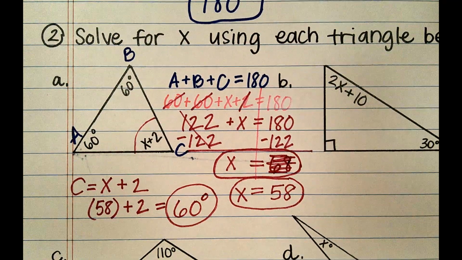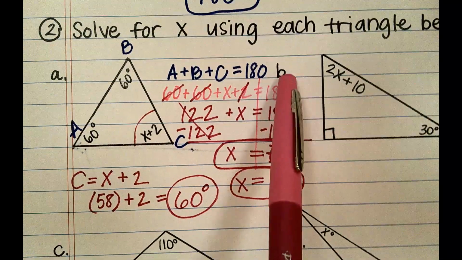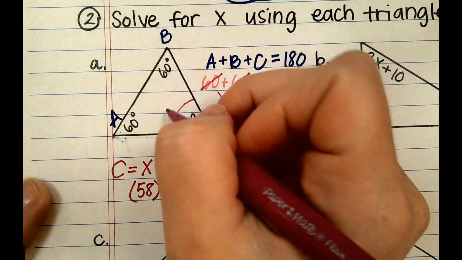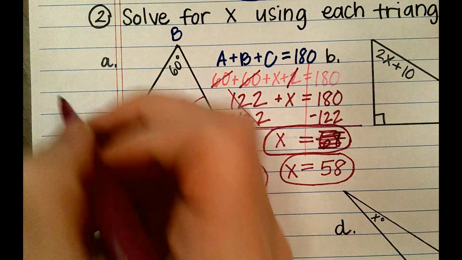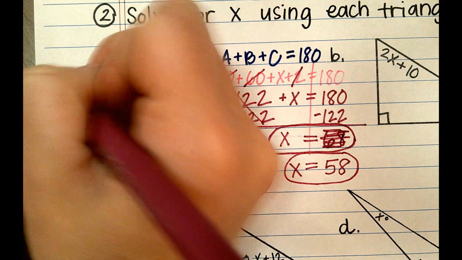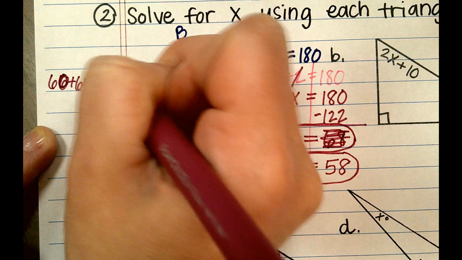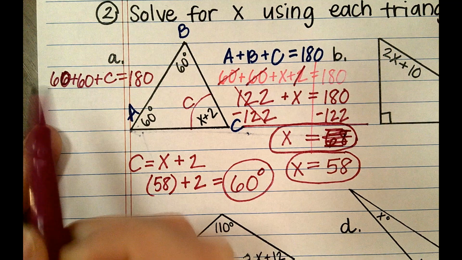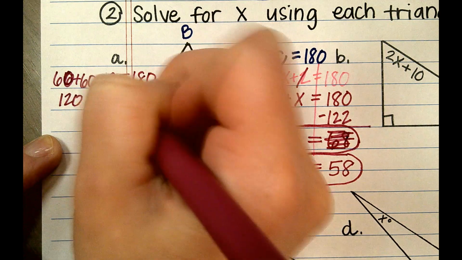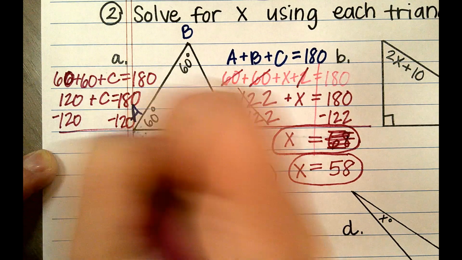So if all three angles add up to 180, let's not use this measure. Let's just say I don't know what angle C is. I have 60 plus 60 plus C equals 180. I know 60 plus 60 is 120. So C is 180 subtract 120. C is 60.